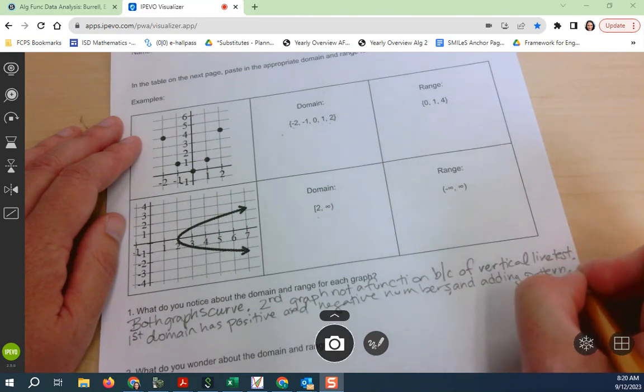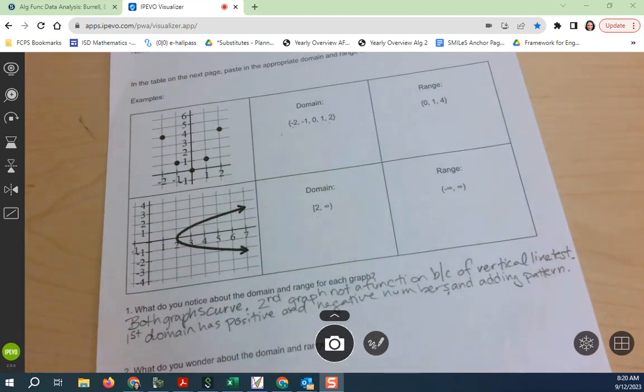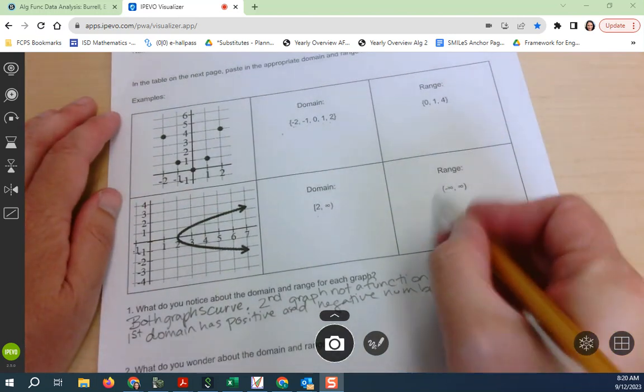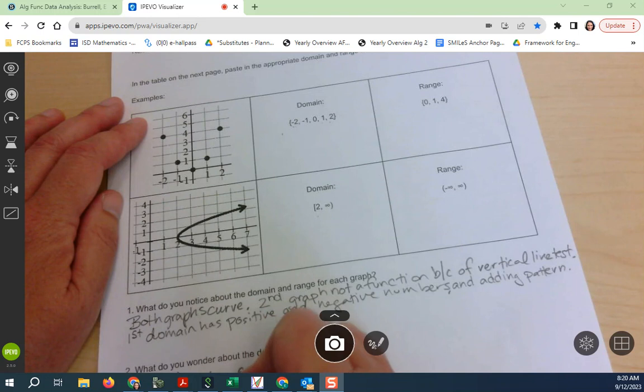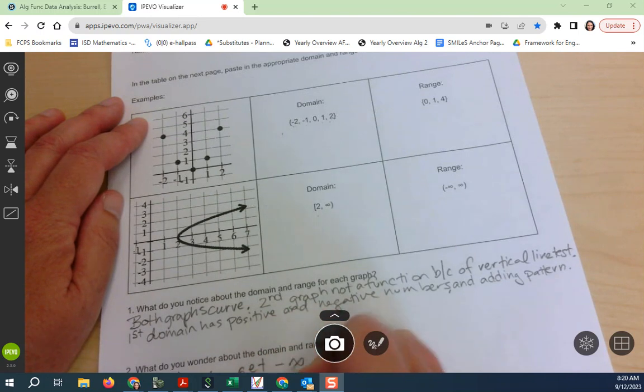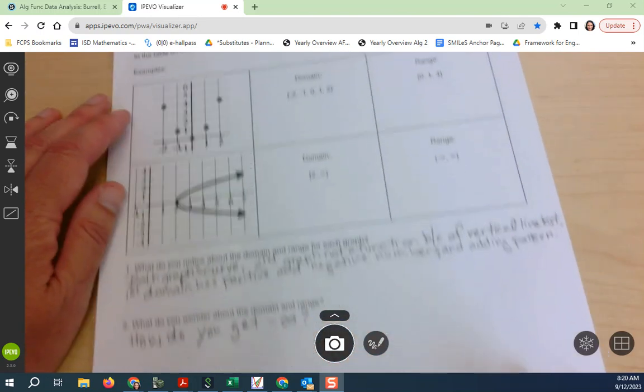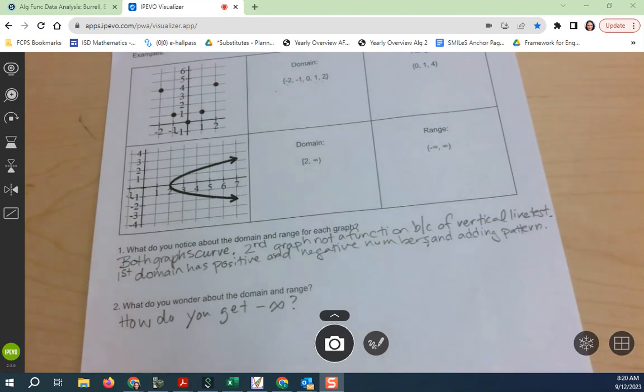Jaden, you had something interesting on there too about infinities, right? What did you write? How do you get negative infinity? Like in this range, right? Okay. So that's something you wonder. How do you get negative infinity? Good question.